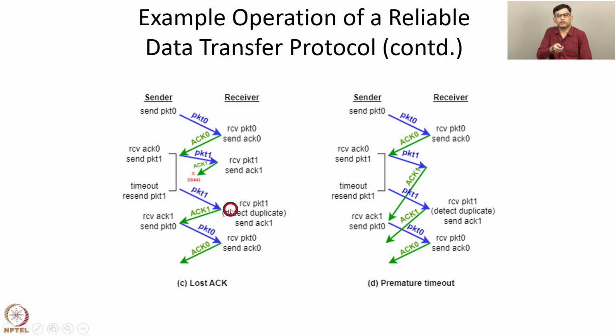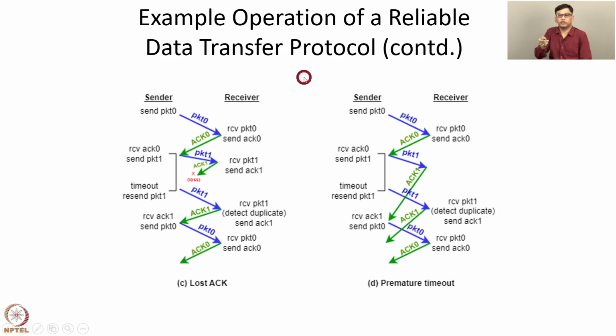So the receiver sees that the sequence number is the same as before, so it discards the duplicate because it has already received the packet with sequence number 1. But it still sends an acknowledgement because it doesn't know whether the acknowledgement reached the sender in the previous instance. So using the sequence number, the receiver is able to detect and discard a duplicate packet. And then the next packet is sent by the sender and it is correctly acknowledged.